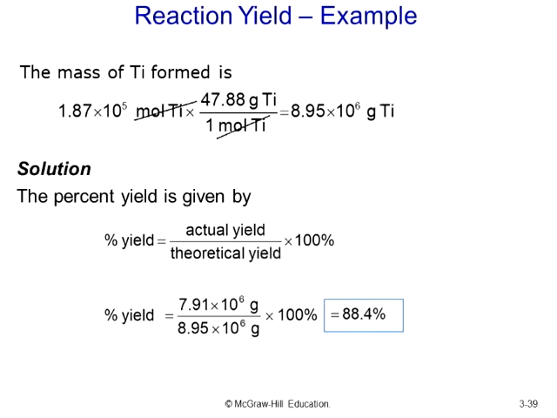So what about the percent yield? We have the mass of Ti. So the percent yield would be the actual divided by the theoretical. We look back at the problem to obtain the actual, and we discover we had 7.91 times 10 to the 6 grams. And that's divided by the 8.95 times 10 to the 6, times 100, for a reaction yield of 88.4%.